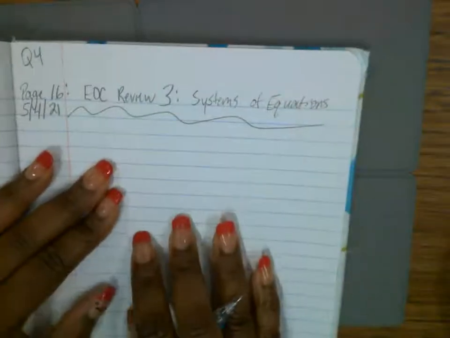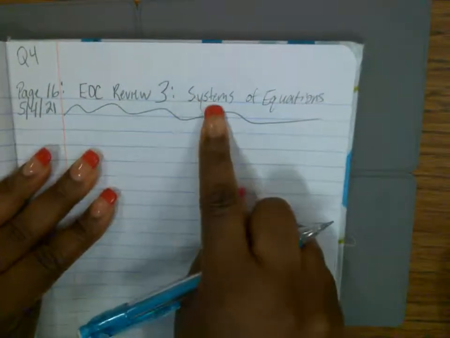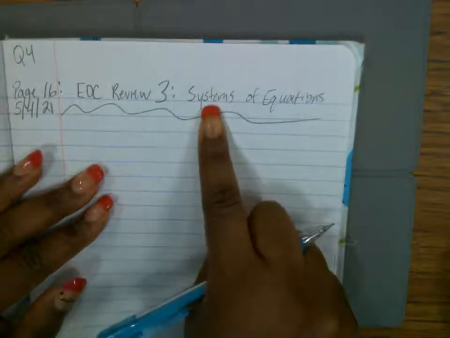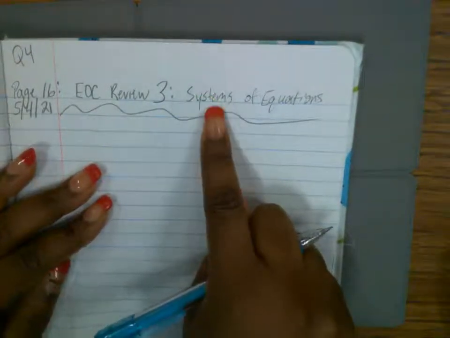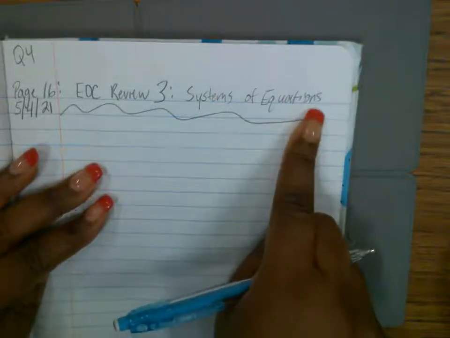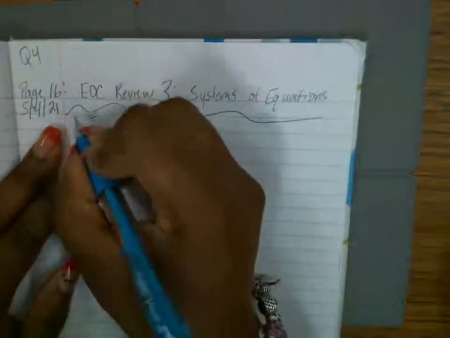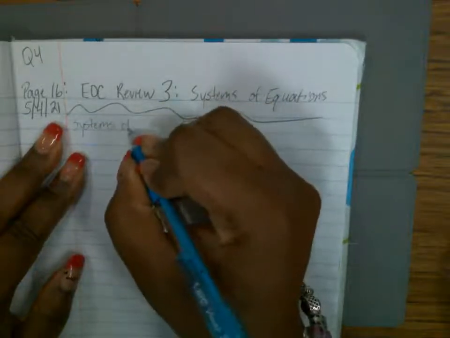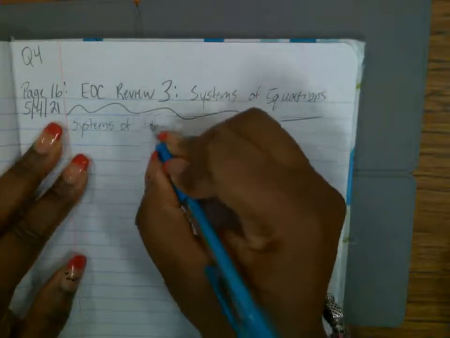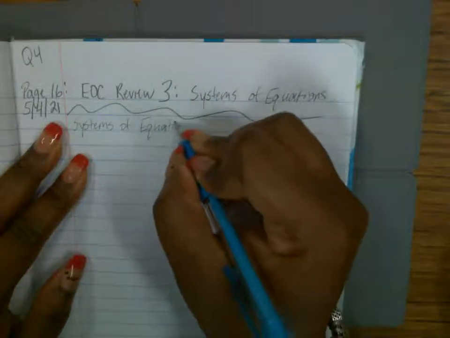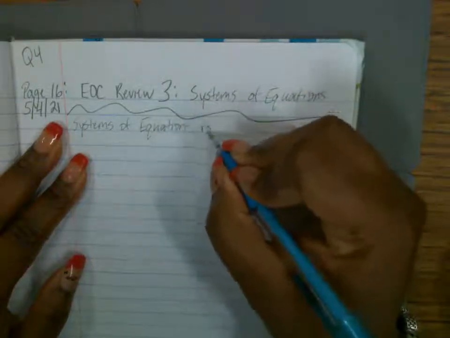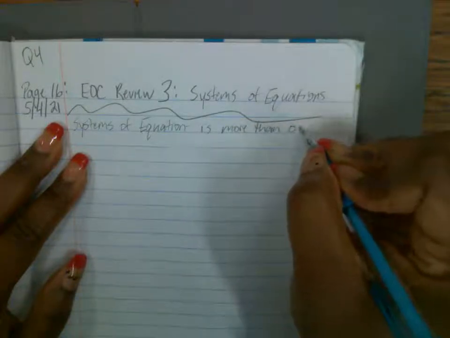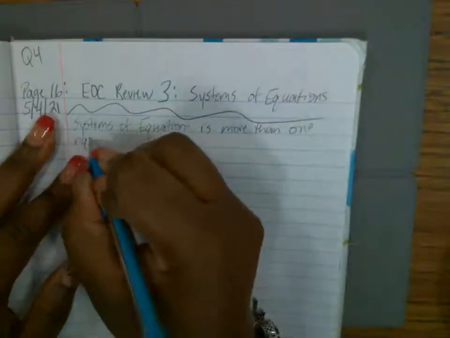Okay, so if you remember, a system is more than one. If we have a bus system, that's more than one bus. A school system is more than one school. So a system of equations is more than one equation.